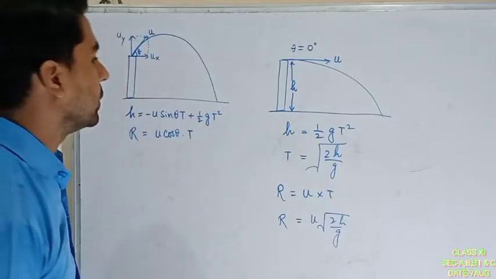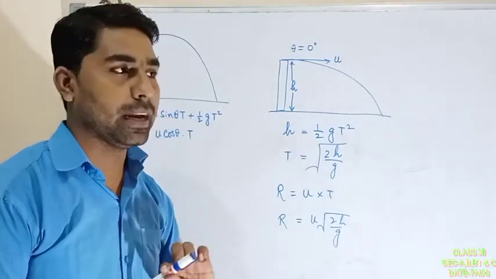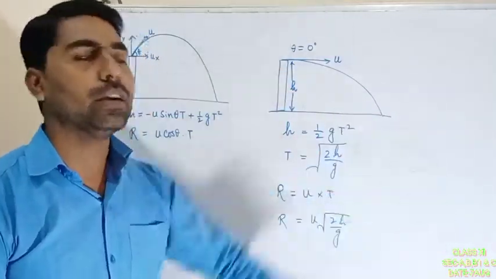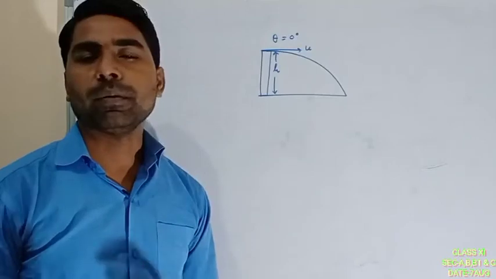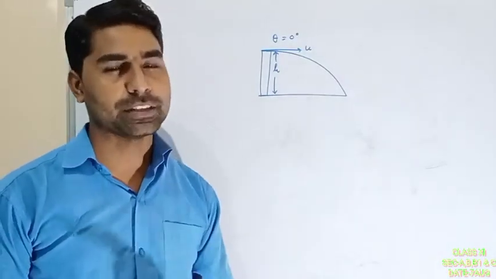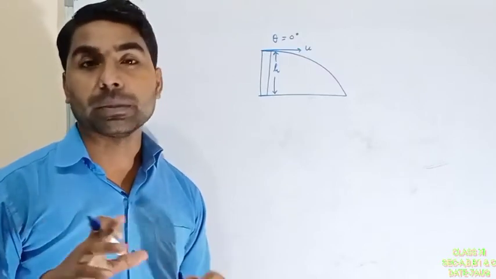So these are the two different types, or you can say special cases: when the object is thrown in the upward direction from a tower, and when the object is thrown horizontally from the tower. Now again, if you remember, when we started this topic of projectile motion, we proved one equation for the parabolic path.